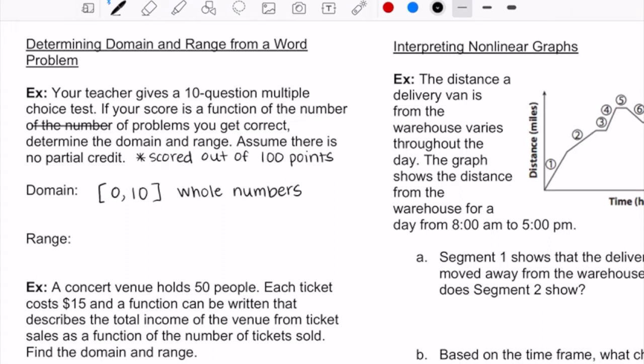The range is the outputs. If you got 0 questions right, you would get a 0 on the test. If you got 1 question right, it would jump to a 10, because it says in the directions that partial credit is not being awarded. For the range, it might be written like this as a list of numbers. This set notation is another way that you can see a list of numbers indicated for the range. So you could get a 0 on the test, or a 10, or a 20. Again, the output is a function of the input, so depending on how many questions you get right, that would determine your score on the test.